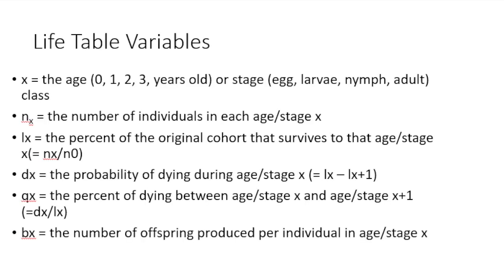Then when we talk about life tables, we have a few variables to talk about. We have X, which is the age or the stage. We have NX, which is the number of individuals in each stage. We have LX, which is the percentage of the cohort that survives to that age. We have DX, which is the probability of dying during that age. We have QX, which is the percentage of dying, like the percent of dying between ages. And then we have BX, which is the number of offspring produced per individual in a stage.